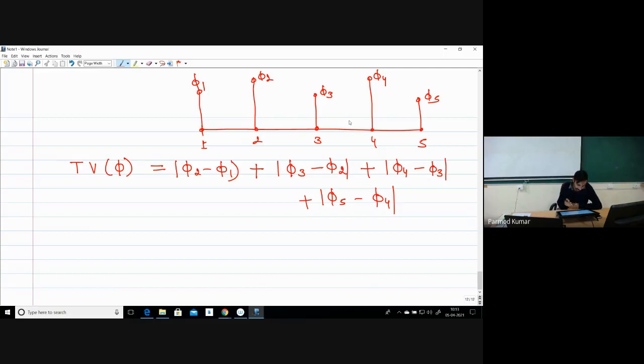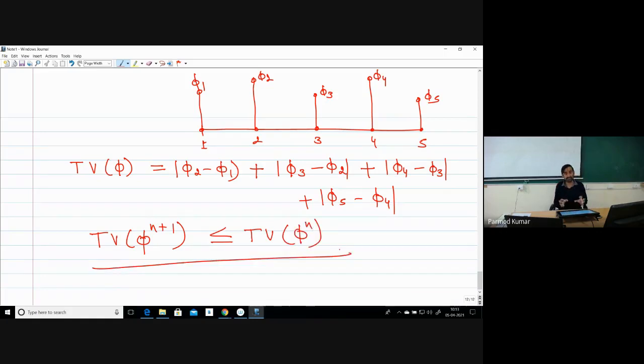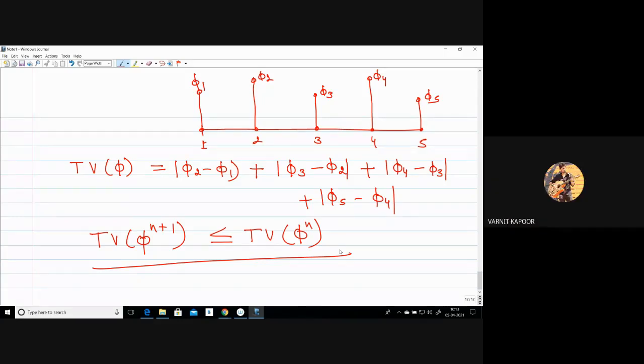Okay. Now the scheme will be of diminishing nature only if the total variation of phi at time step or iteration level n plus 1 is less than or equal to the total variation of phi at level n. Okay, so this is the fundamental basis for deriving the total variation diminishing schemes. Okay, so are you getting this point, what I have conveyed over here? Is this point clear? Yes, sir.